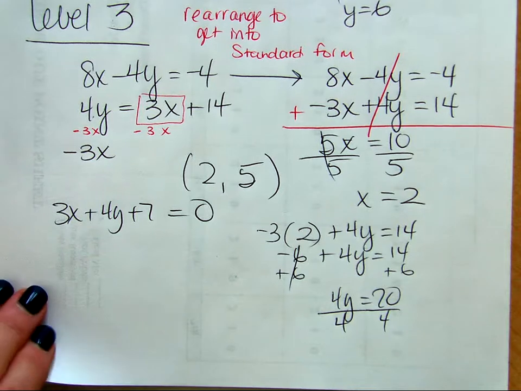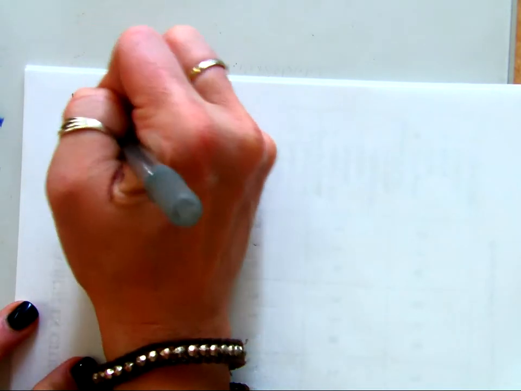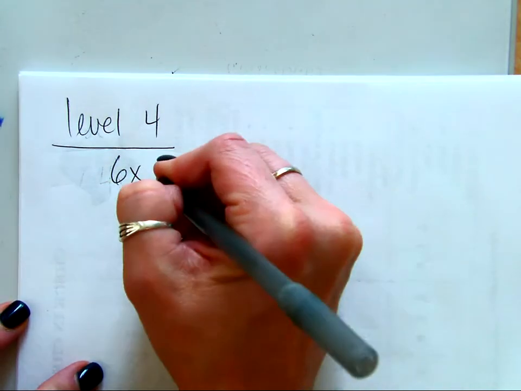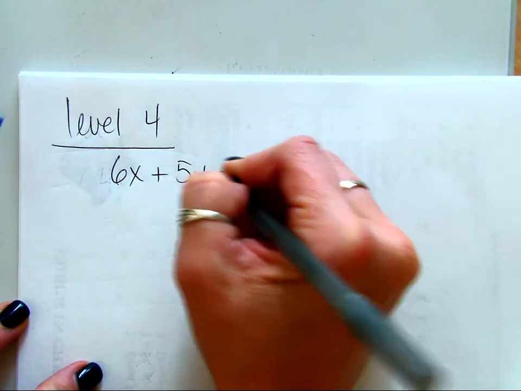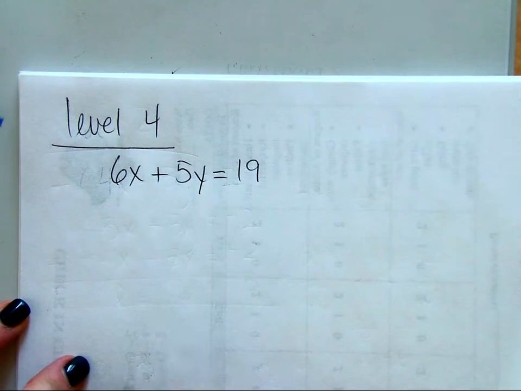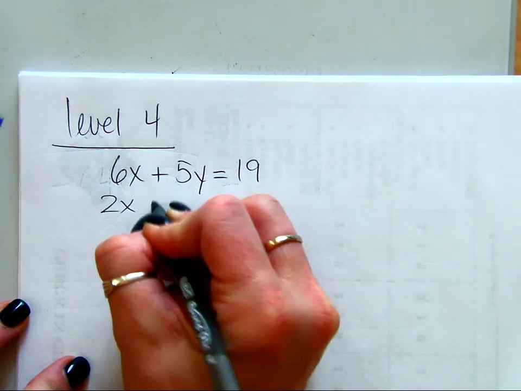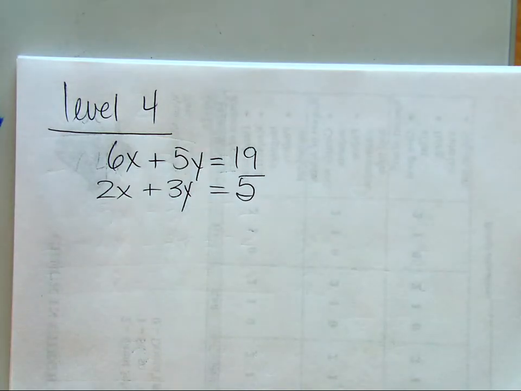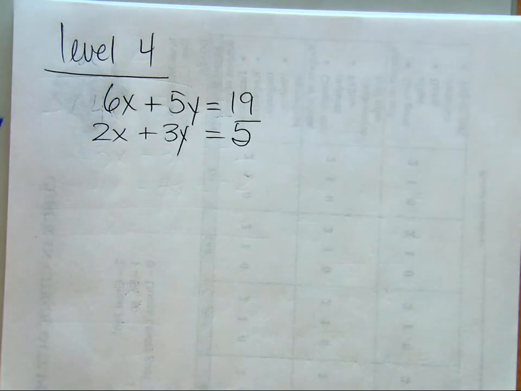All right, level 4. This is where it starts to get a little bit tricky. But if you understood level 2 and what we needed to do, let's look at this. 6x plus 5y equals 19. And 2x plus 3y equals 5. So right away you notice, just multiplying by a negative isn't going to cut it. It's going to be one thing I need to do.